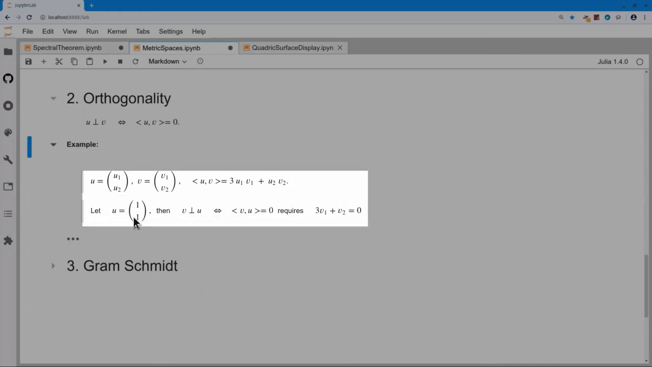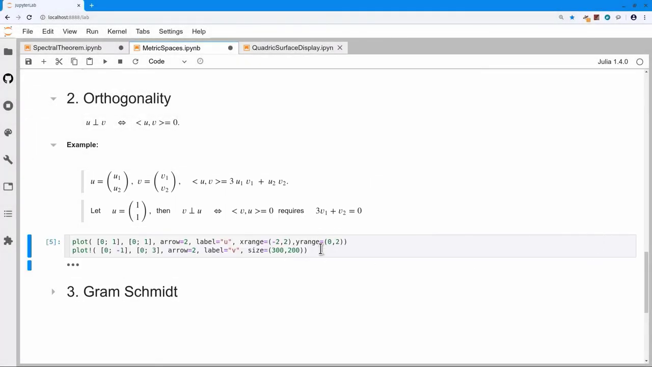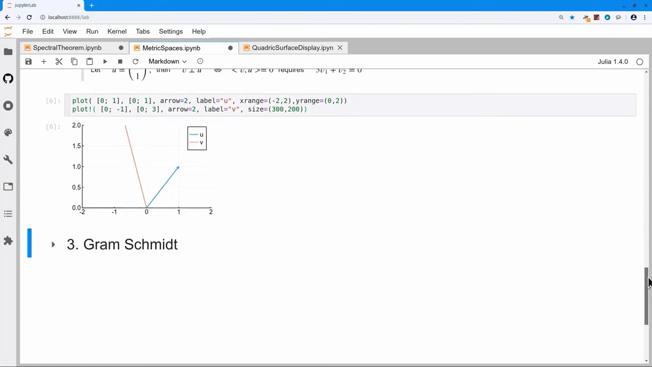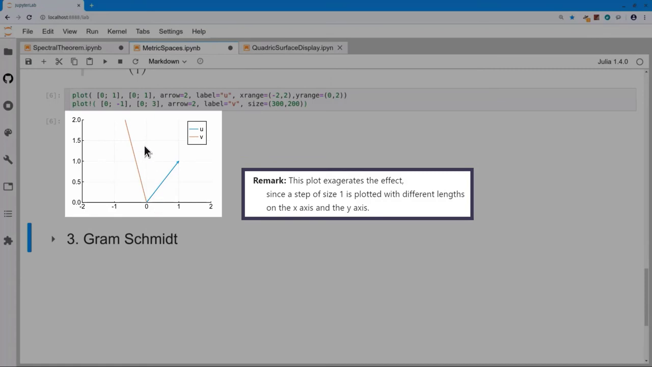Then if I pick a vector u equals (1, 1), and I'm asking for this vector u to be orthogonal to a vector v, I'm going to have to require that the inner product is equal to 0. So I'm going to have to require, when I plug in, that 3 times v1 plus v2, since u1 is 1 and u2 is 1, 3 times v1 plus v2, add up to 0. This is the line, all points of which are orthogonal to this vector u. If I show you that as a graph, this is what I get, that the vector u and the vector v are orthogonal in this inner product.